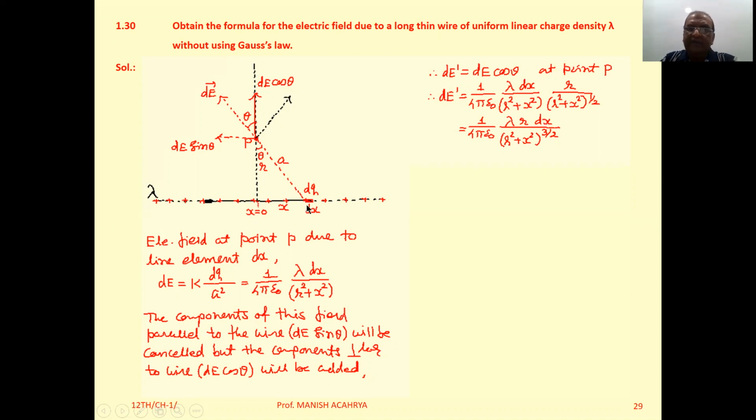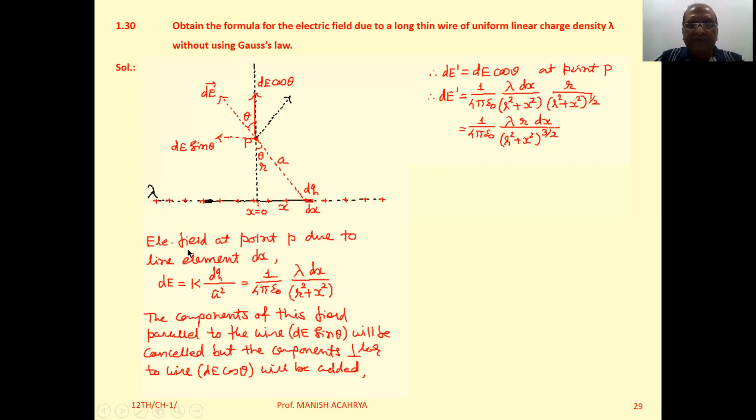Now here we have to divide this entire wire into so many infinitesimal small line elements. Then due to each line element, which one is charged one, we have to find the electric field at point P. And then after, we have to take vector summation of all those fields to calculate the resultant electric field. This one is the concept.